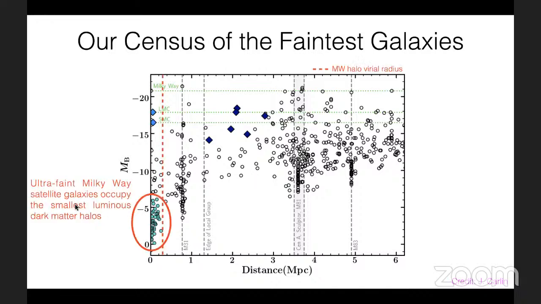And in particular, the extremely faint galaxies, so the ultra faint dwarf galaxies, all of them that we know of are actually satellite galaxies of the Milky Way living inside the Milky Way's dark matter halo. And those are the systems that occupy the very smallest luminous dark matter halos that we can hope to detect. And that's what I'll be focusing on in this talk.